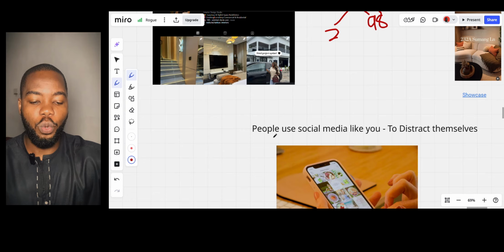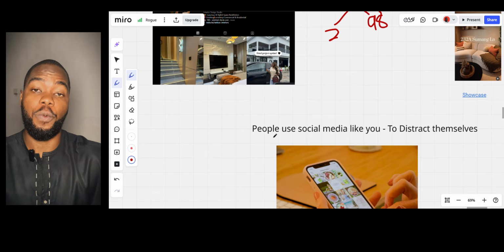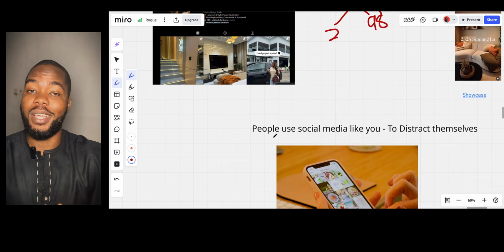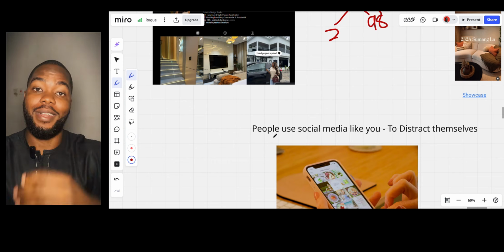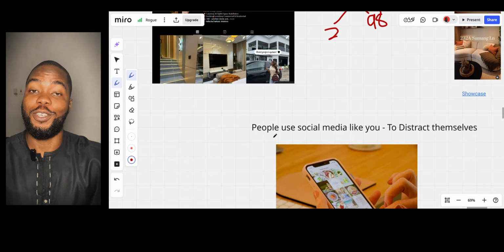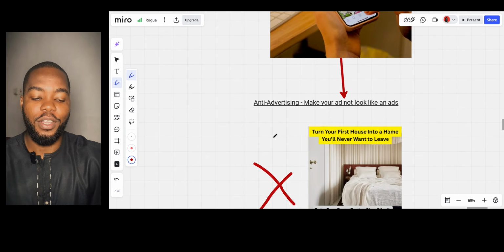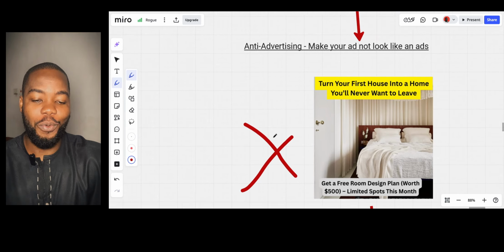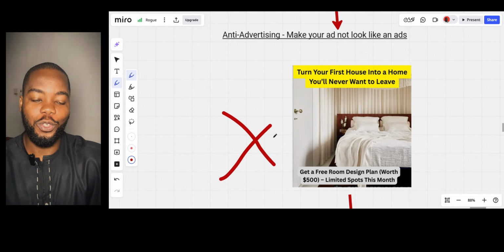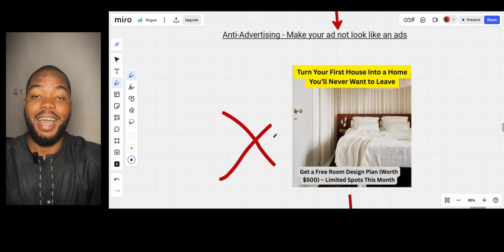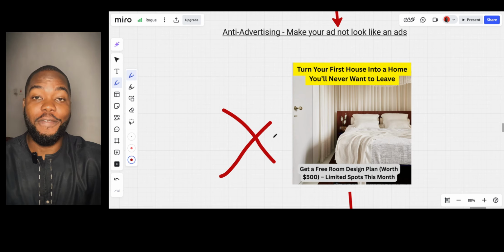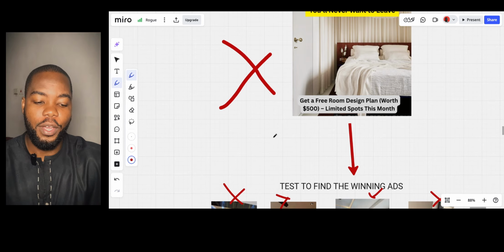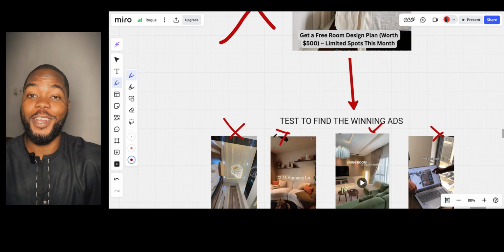Now, typically, we don't try to sell to people. People come on social media to get distracted. I can remember when I went to social media, I'm always there to distract myself from work or doing something. So we don't want to make our ad look like an ad. I call it the anti-ad method. This looks straight like an ad, and it deters people from engaging with you because it's not giving any value.